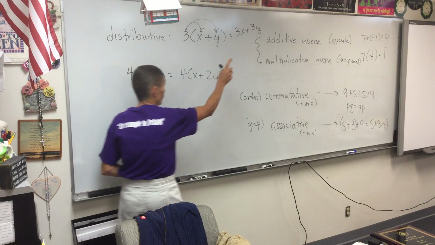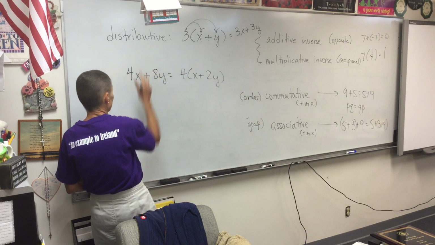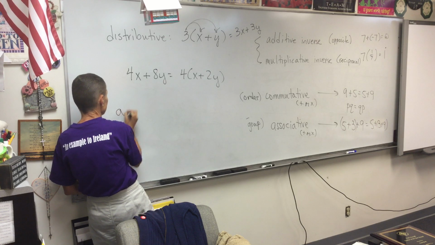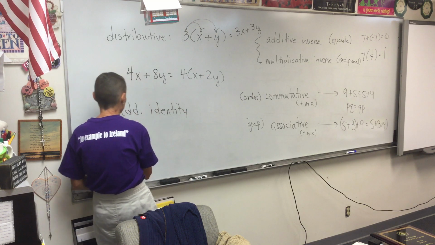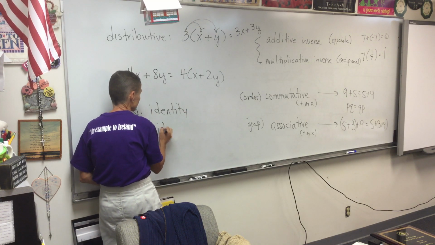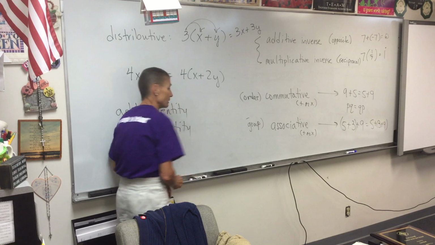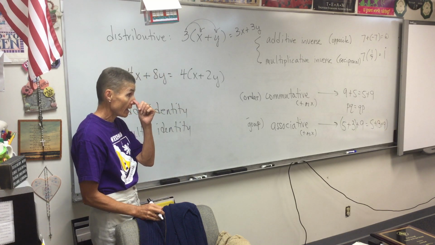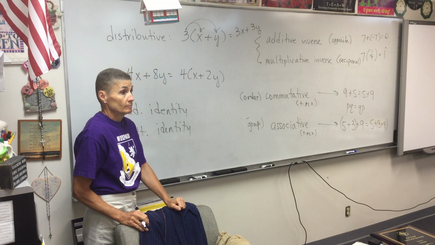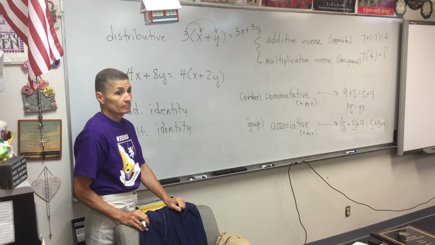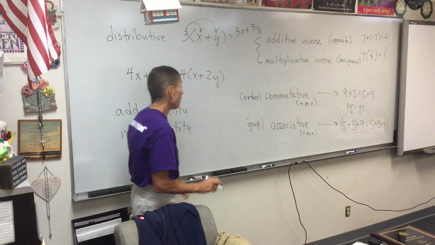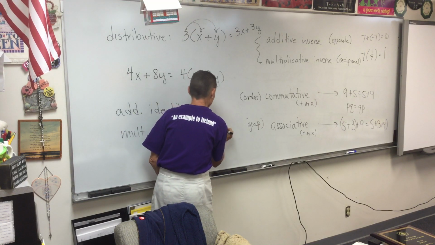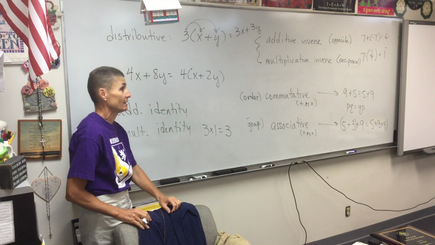And the last one, so there's 1, 2, 3, 4. The fifth property are the identities. The additive identity and the multiplicative identity. Anybody want to hazard a guess as to what those properties look like? No guesses? Three times 1 is 3 is a perfect example of the multiplicative identity.